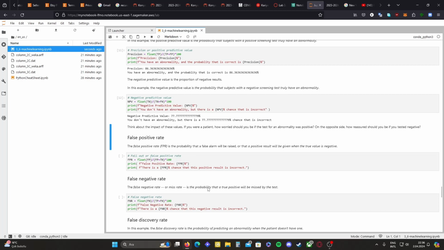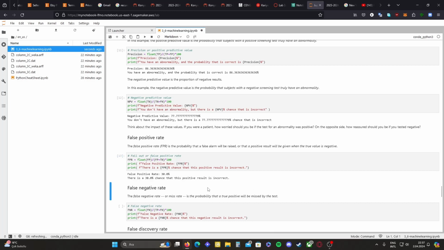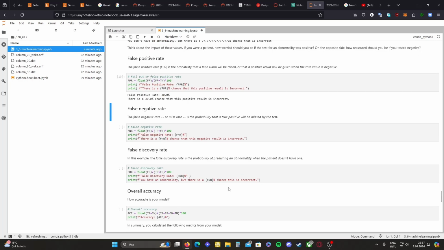The false positive rate, FPR, is the probability that a false alarm will be raised, or that a positive result will be given when the true value is negative. You have a 30% chance that a positive result is incorrect. So we are normal, but there's a 30% chance we can show abnormal.